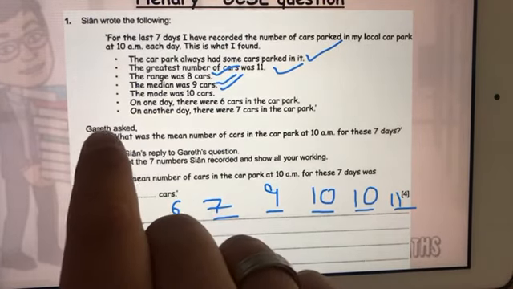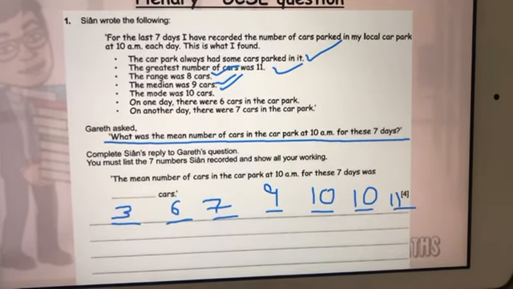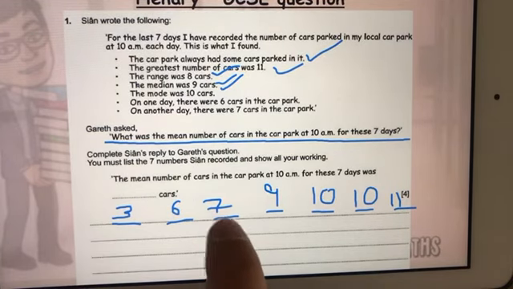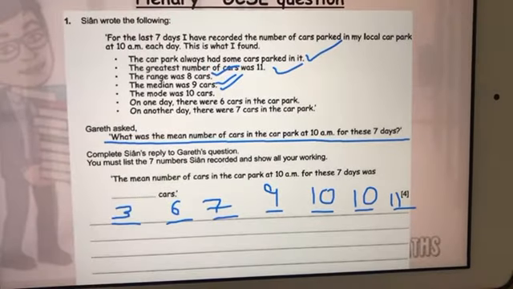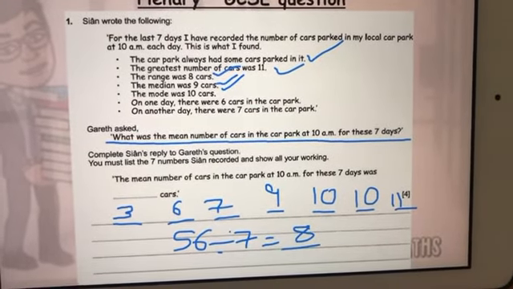The real question, the big question we've got to answer for our 4 marks, and remember, this is going to be a question right to the end of foundations here, okay, on numeracy. What was the mean number of cars? Now, we all know mean is to add them all up and divide by how many you've got. We've got 7. If I add these up, 3, 6, 7, 9, 10, 10, 11, that gives me 56. So I'm going to do 56 divided by 7 equals 8. The mean number of cars was 8.